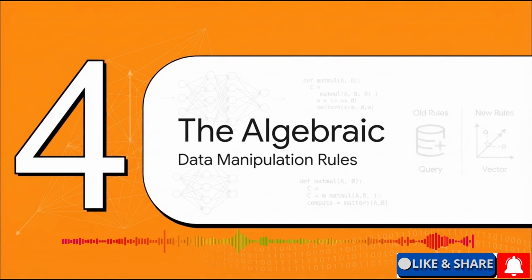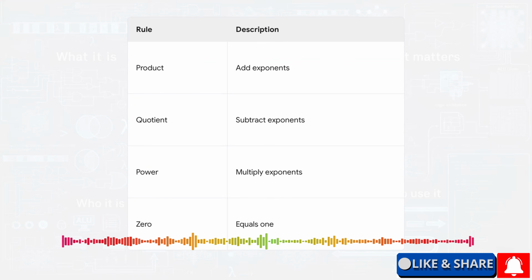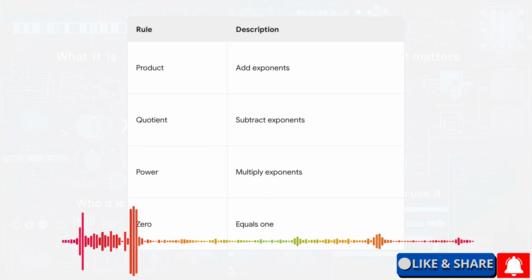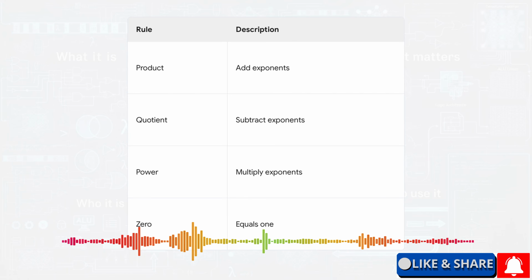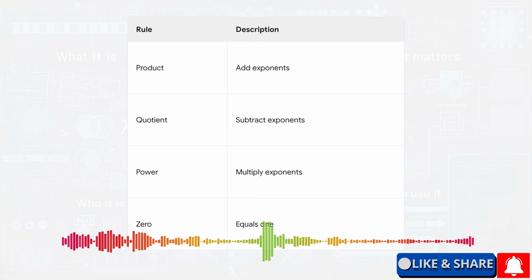Section 4. The Algebraic Toolkit, Rules for Data Manipulation. To manipulate all this AI data cleanly, we need to bring things back down to earth and ground ourselves in the absolute essentials of algebra. When dealing with exponents, the rules of the game are strict. But let's focus on a deceptively simple one, the zero exponent. Anything raised to the zero power equals 1.